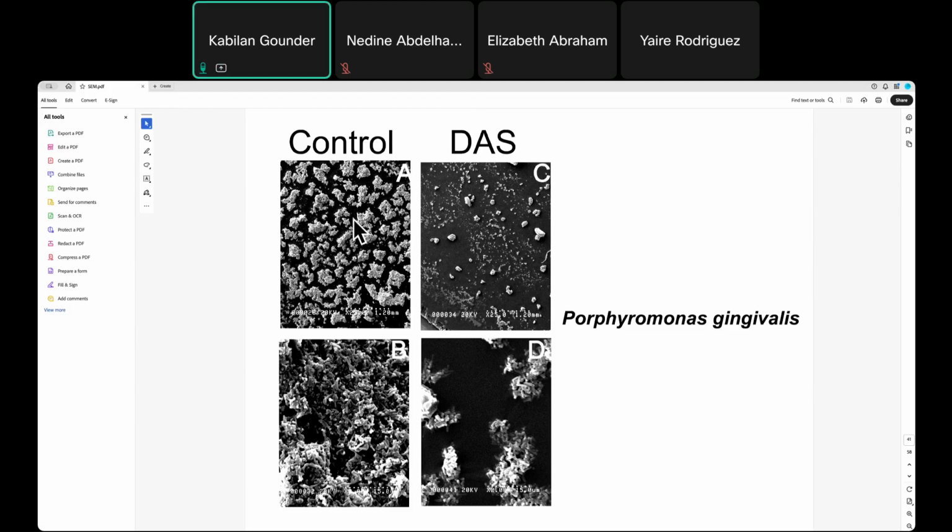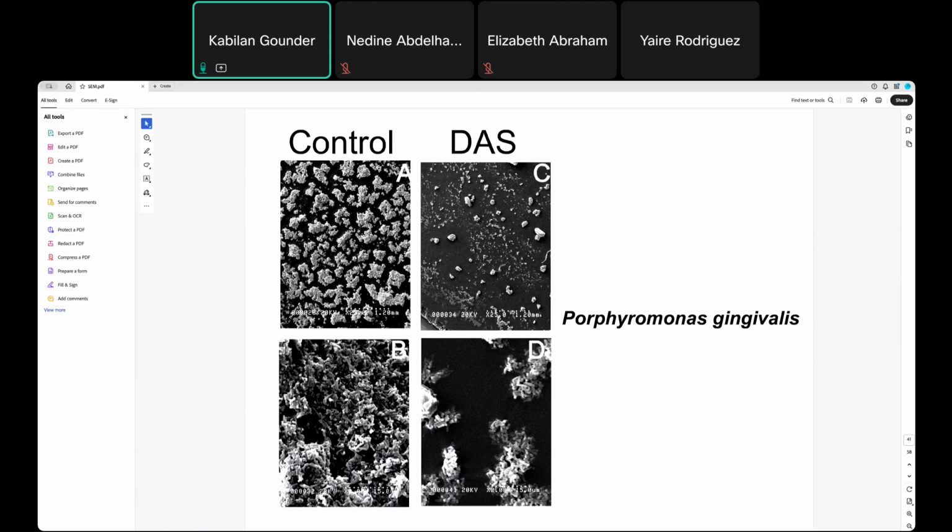When you look here, the control group at low magnification shows Porphyromonas gingivalis forming biofilm on the surface of the cover glass. When you process the samples for scanning electron microscope and increase the magnification, you can see the typical rod-shaped bacteria of the typical architecture of PG.